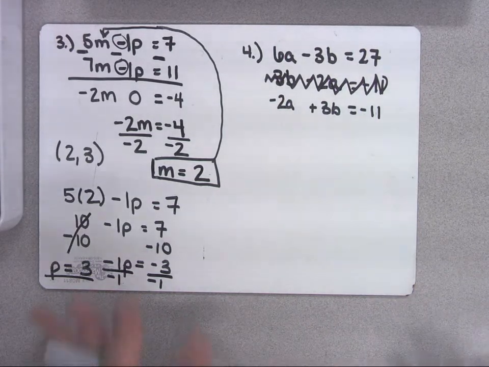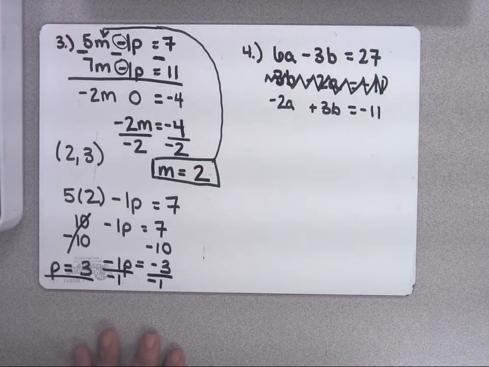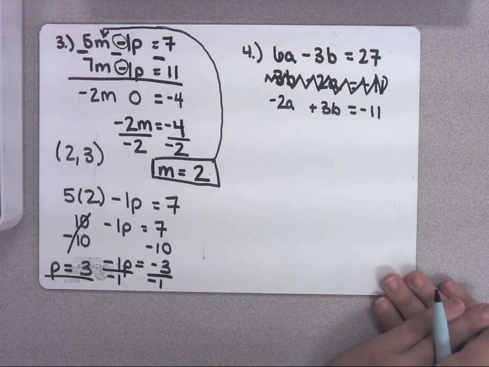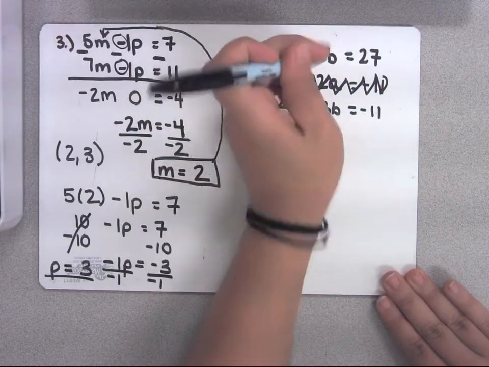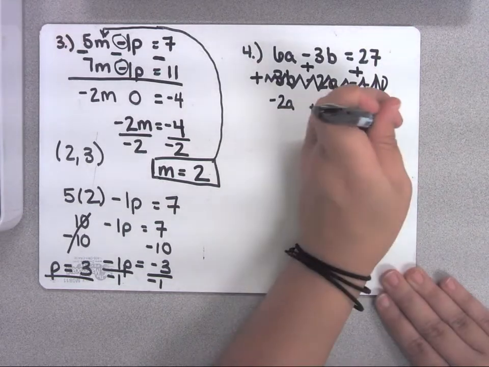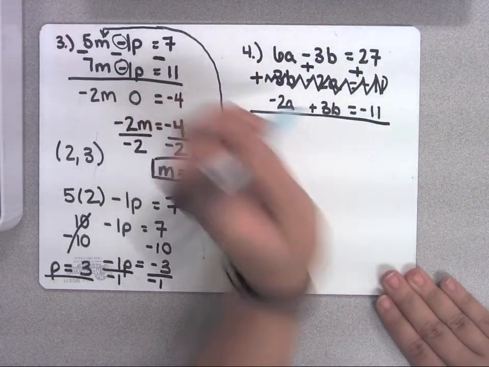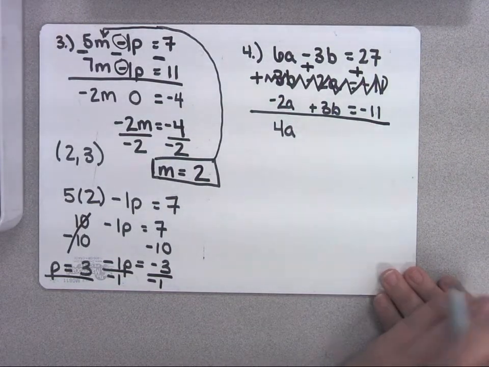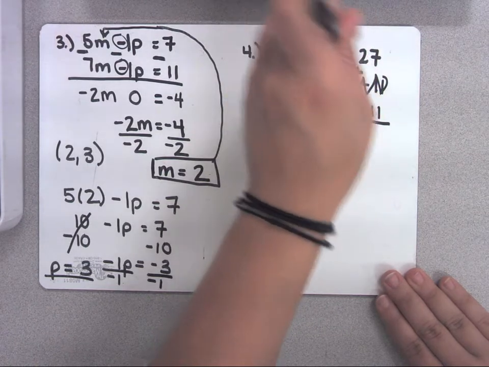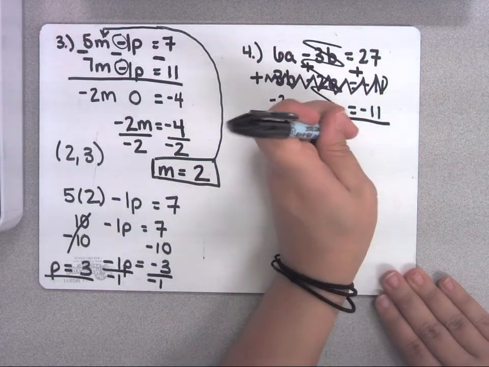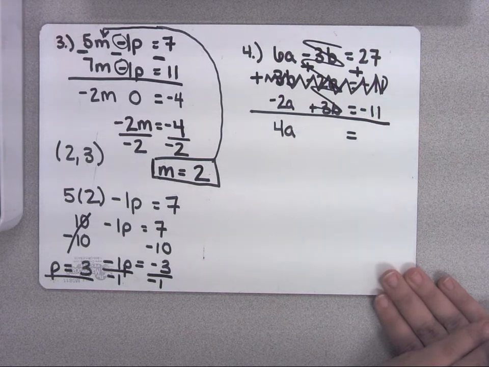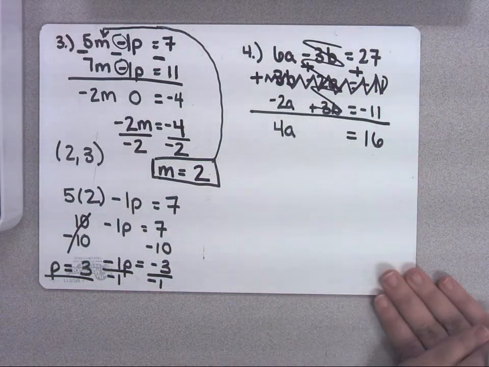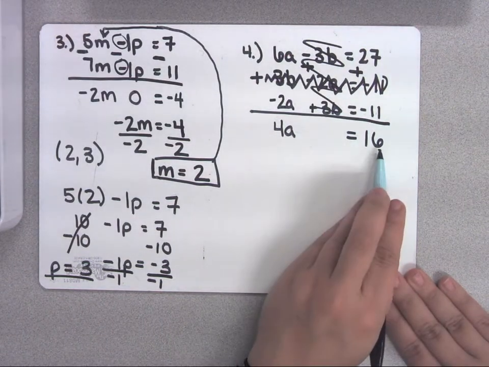Now, are we going to add or subtract? Add. What is canceling out when we add them? The B's. So I'm going to put addition here, addition here, addition here. I just don't have enough room. What is 6A plus negative 2A? 4A. Thank you for adding the A. What happens with my B's? Okay, just going to go like that. What happens with my whole numbers? So I have 4A equals 16.